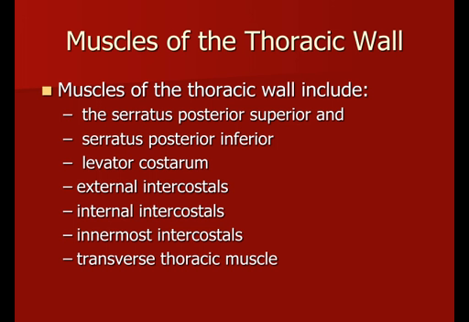Okay, back to what we are focusing on in anatomy, the muscles of the thoracic wall. Serratus posterior superior and the serratus posterior inferior, right? We already saw those little tiny muscles, practically do-nothing muscles. The levator costarum, if you think about that, levator elevates, right? Costarum, ribs, so it elevates the ribs. Your internal and external intercostals, your innermost intercostals, and your transversus thoracis muscle.